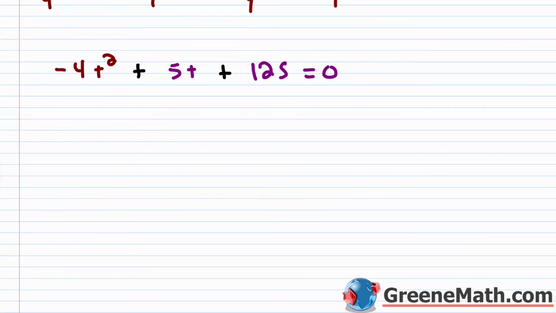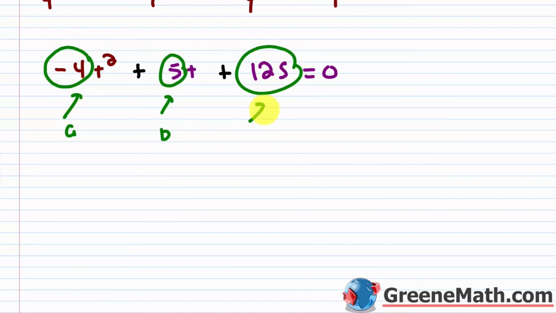So we know that this negative 4 would be A. We know this 5 would be B, and this 125 would be C, okay?